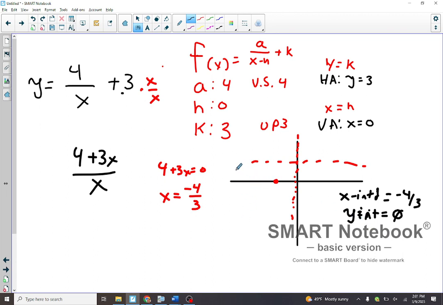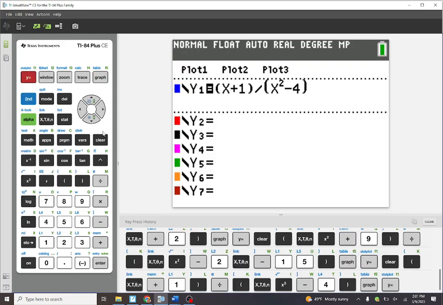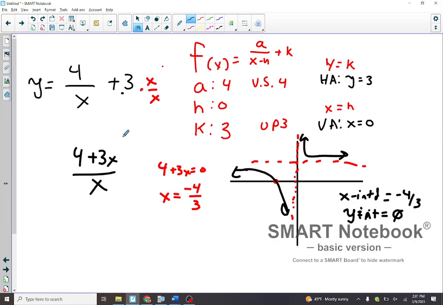You plug this in your calculator and it's going to look like this. Let me just plug it in the calculator to confirm for you guys. How do you find the y-intercept? You would plug in 0 in everything. The problem with that is there's a 0 under it, so it's undefined and doesn't exist.